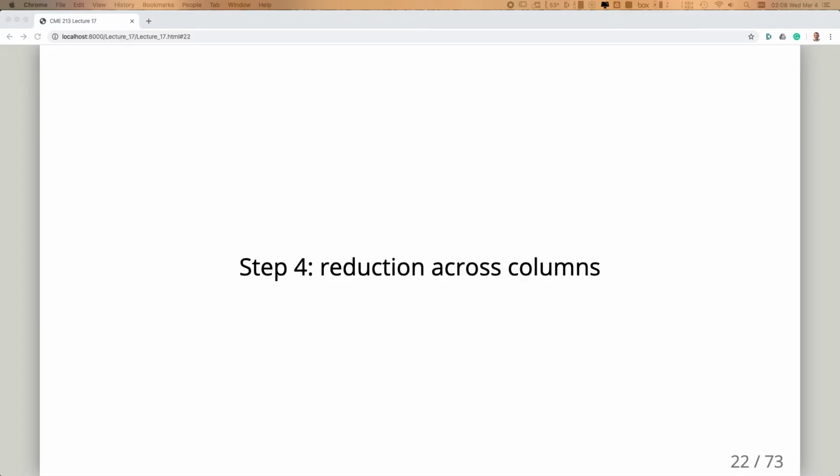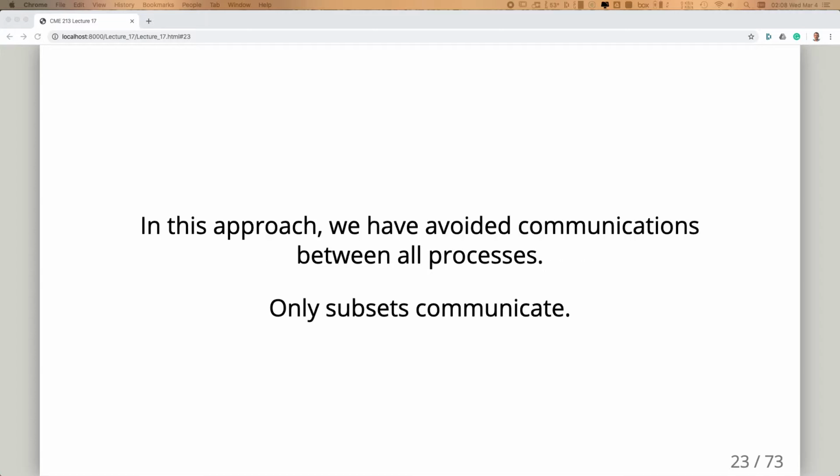Okay, so this is step 4, reduction across columns. This is a summary of what I said. We don't have any communication that involves all processes exchanging the entire vector B, for example. Only small chunks of B are being sent around, and only a subset of processes need to communicate in this approach. So it should be more efficient.